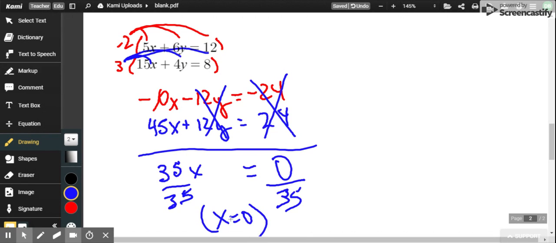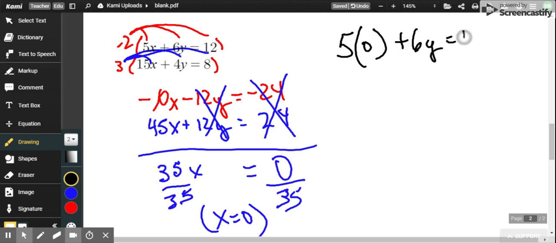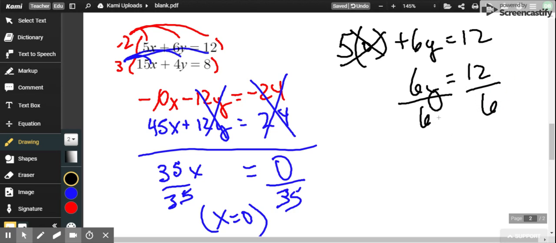Now, I'm taking that x and plugging it into one of my originals. Like I said, I'll choose the top one, just because it seems easier. So instead of the x, I'm now going to put the 0 in its place. 5 times 0 is 0, right? So I'm left with 6y equals 12. Going to divide by 6. So 12 divided by 6, y equals 2.